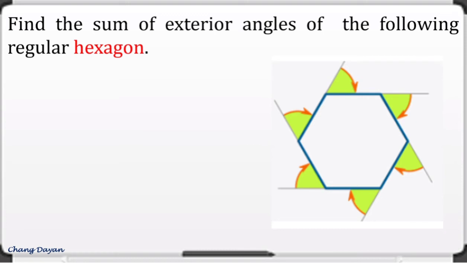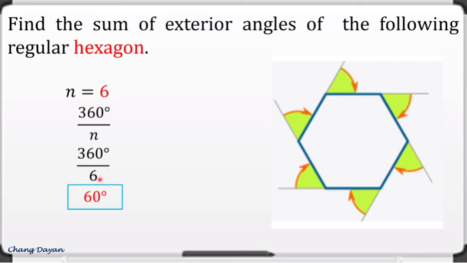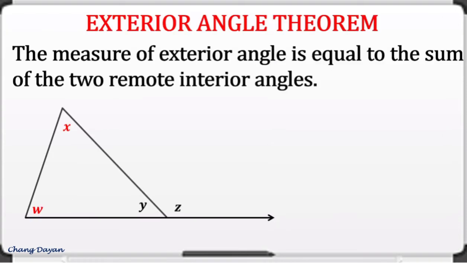Okay. What about the exterior angle of a regular hexagon? So this apple green one. Okay. So n is equal to 6. So a hexagon has 6 sides. And we have the formula. 360 degrees divided by 6 is 60 degrees. So the measure of each exterior angle of this hexagon is 60 degrees.